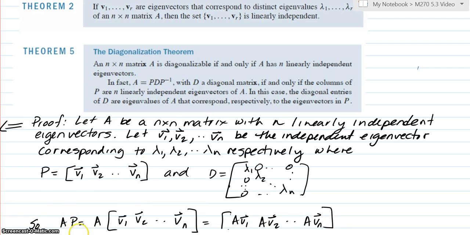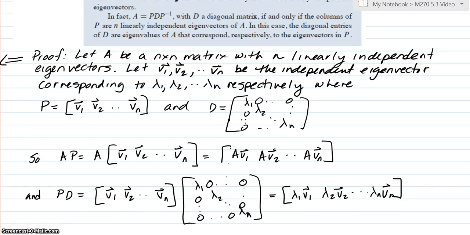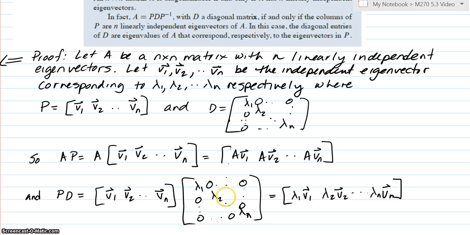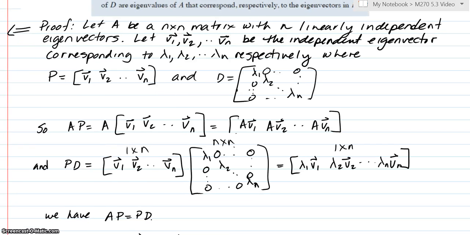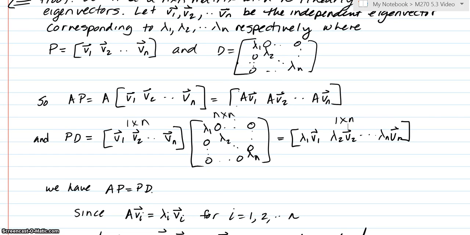So I'm just going to look at A times P. Here's A and here's P. I'm going to bring that A in, and then I'm going to look at P times D. Here's P and here's D. Multiply that out, we're just going to get lambda 1 in the first entry, because it's a diagonal matrix. This is an n by 1 times a 1 by 1, so you end up with the first column. The second column is just going to be lambda 2 v2, and so forth. Because each of these are eigenvectors, we know that A vi is equal to lambda i vi for each i, 1 through n. So therefore AP is equal to PD.